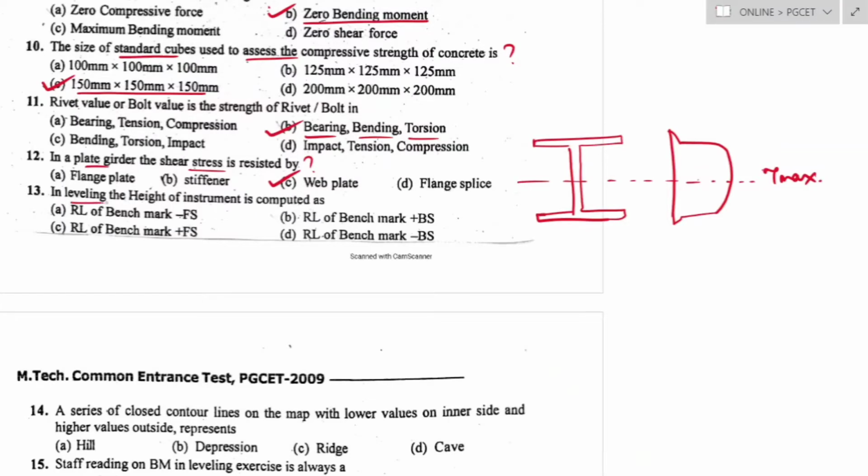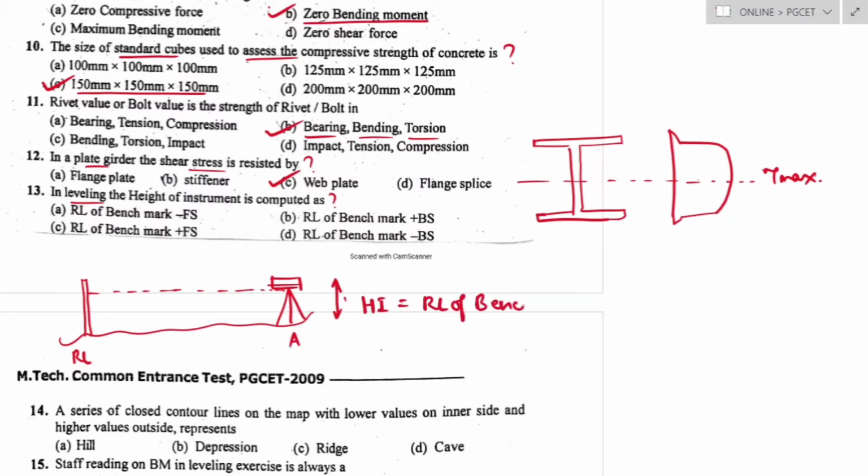Question number 13. In leveling, the height of the instrument is computed as... Consider an irregular ground profile and the staff held at a known RL of the benchmark, and you are taking a staff reading at an instrument station A. So, the height of the instrument HI is given by RL of benchmark plus backside. So, the right answer is option B. Height of the instrument is given by RL of the benchmark plus backside.